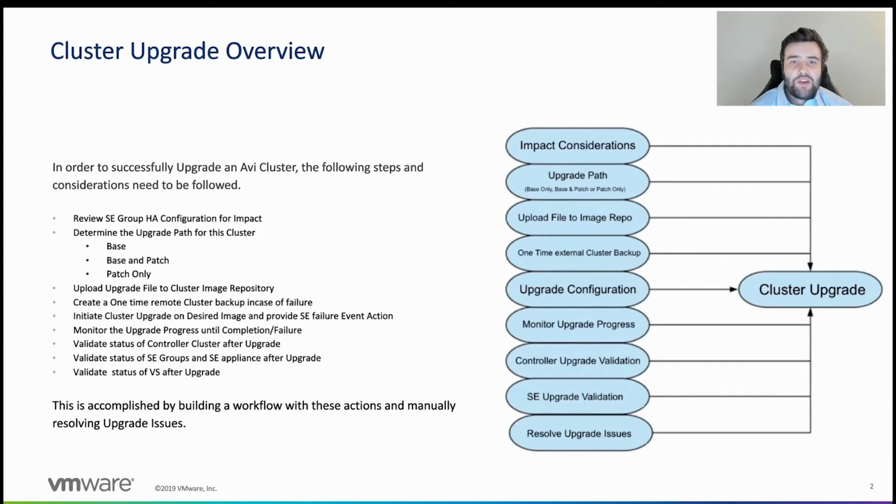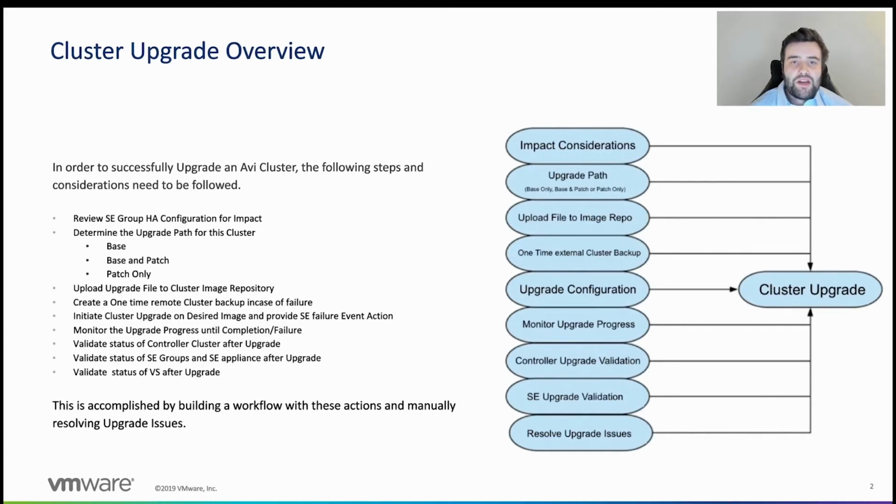At this point, before the upgrade is started, it is highly recommended to take a remote, one-time backup of the environment. This is in case the upgrade fails and a configuration restoration is required. We are now ready to initiate the cluster upgrade by specifying the image from the image repository and determining the action to take in the event of an SE failure. We can either continue the upgrade or suspend the upgrade. Either way, this will require manual intervention to resolve any service engine issues.